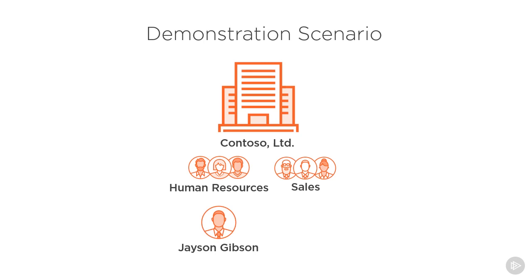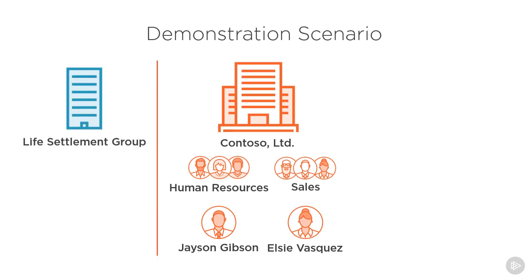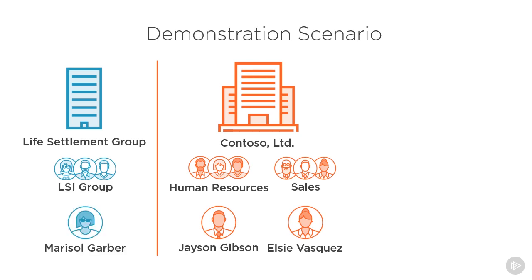Now, within human resources, the person we're going to be working with is Jason Gibson. Within sales, the person that we're going to be working with is Elsie Vasquez, so they'll be used in the demonstrations in future modules. One of the scenarios we're going to be looking at is Contoso had a business unit called the Life Settlement Group. They're being split off as their own company, which means that there's a bunch of things that are going to need to change, such as removing access to certain documents and making some alterations to the tenant itself. All of the users that are part of the Life Settlement Group are in the LSI group, and one of those users is Marisol Garber, so that's the person we're going to be using for scenarios involving the Life Settlement Group.